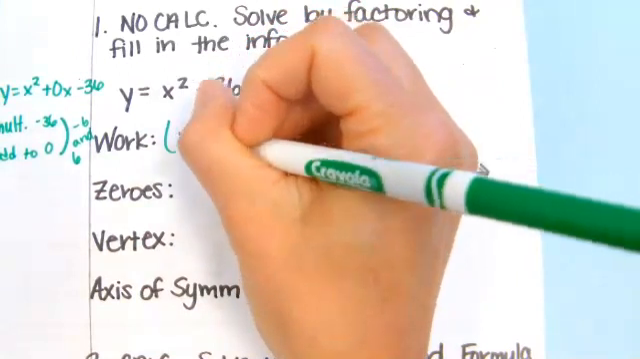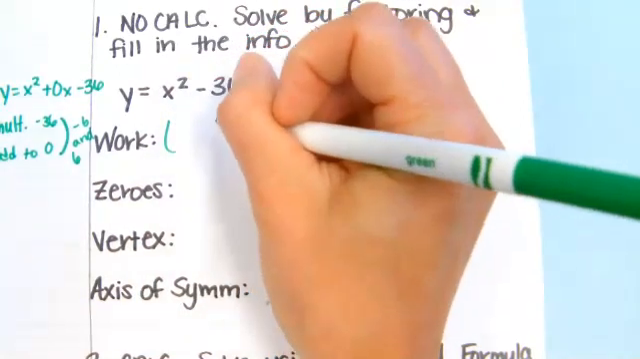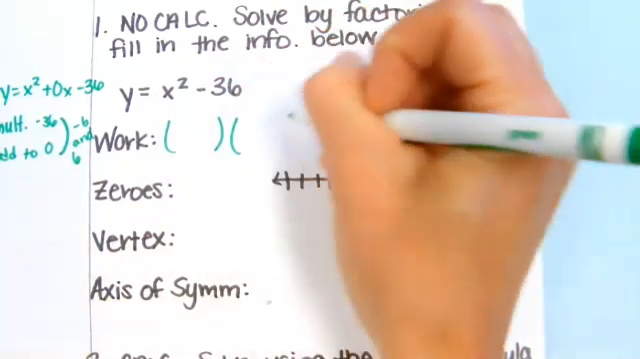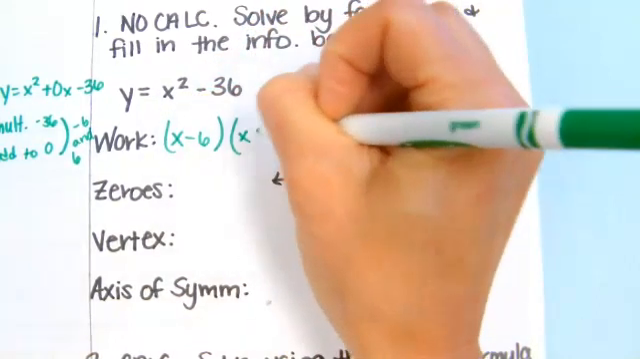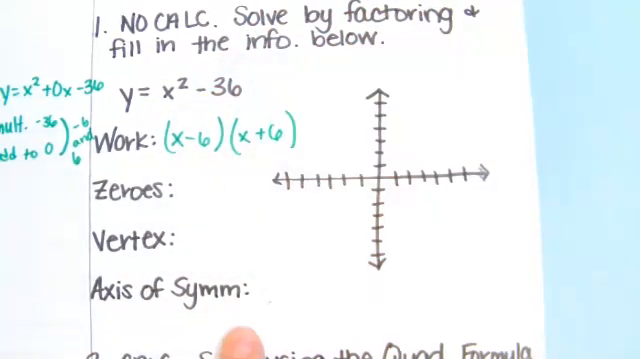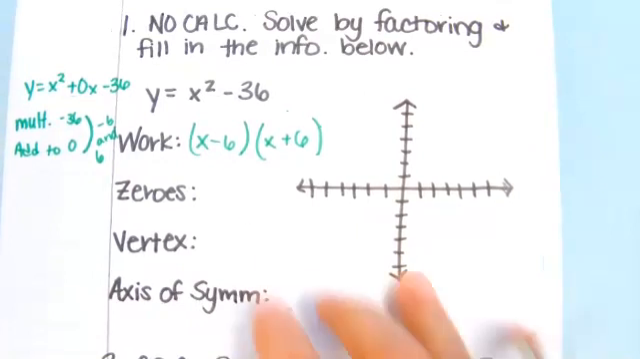You're super close. Can I try again? Yep. Okay, so x minus 6, x plus 6. There you go. X minus 6 and x plus 6. Does it matter the order? No. Okay, so there you go.